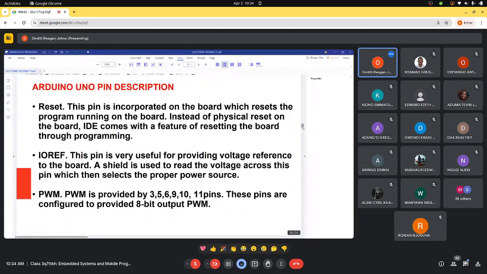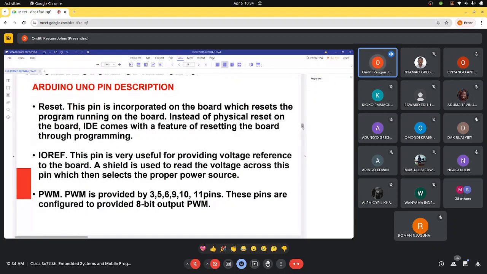Further, you'd also want to see the reset pin, which we've talked much about. This pin is incorporated on the board, which resets the program running on the board instead of physically resetting the board. So the IDE comes with a feature of resetting the board through programming. You can use your interface to reset the Arduino rather than physically going to press this pin on the board. You can just use your IDE interface to reset your board.